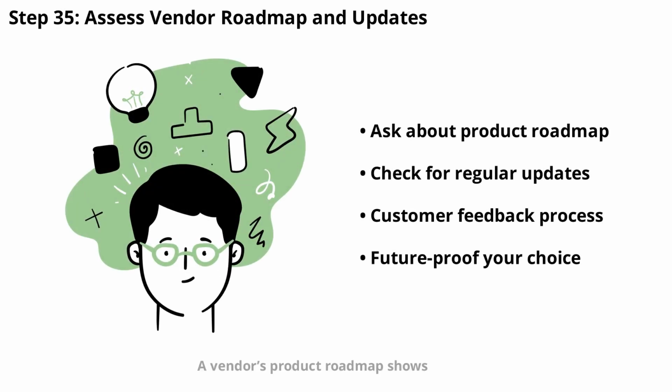A vendor's product roadmap shows their commitment to innovation and improvement. Ask about upcoming features, planned updates, and how they handle customer feedback. Choosing a vendor with a clear vision ensures your software stays current and continues to meet your evolving needs.